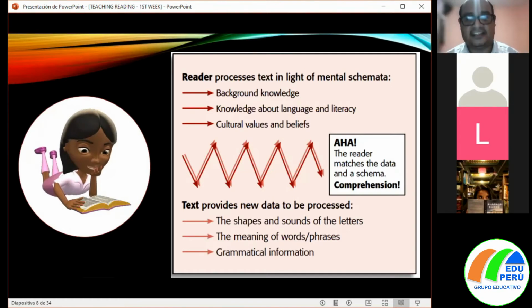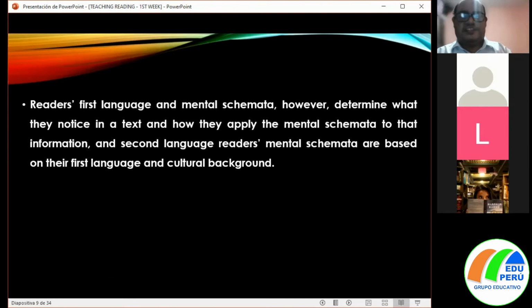Readers' first language and mental schemata determine what they notice in a text and how they apply the mental schemata to that information. And second language readers' mental schemata are based on their first language and cultural background. Notice here what I told you: you're going to use your knowledge related to your first language and your own cultural background, and you're going to connect with the language that you are reading.